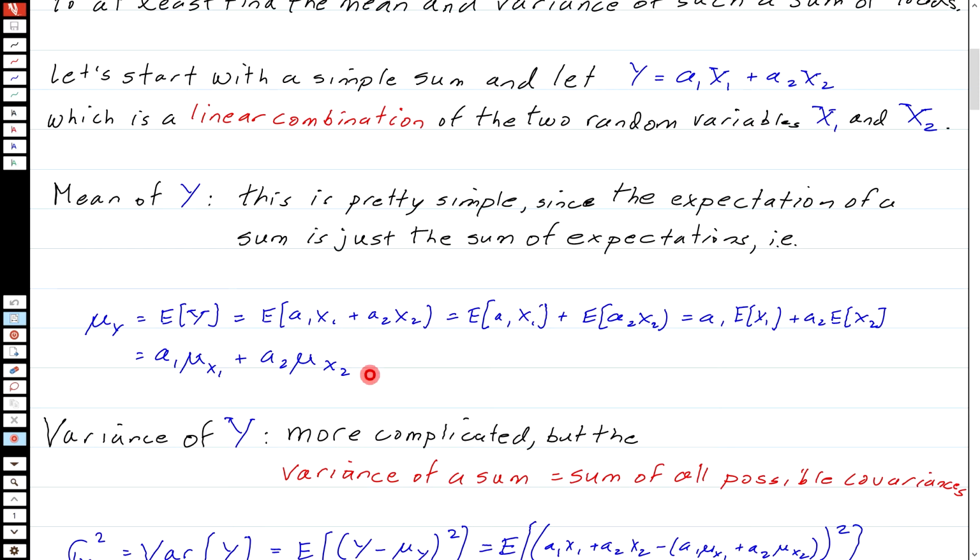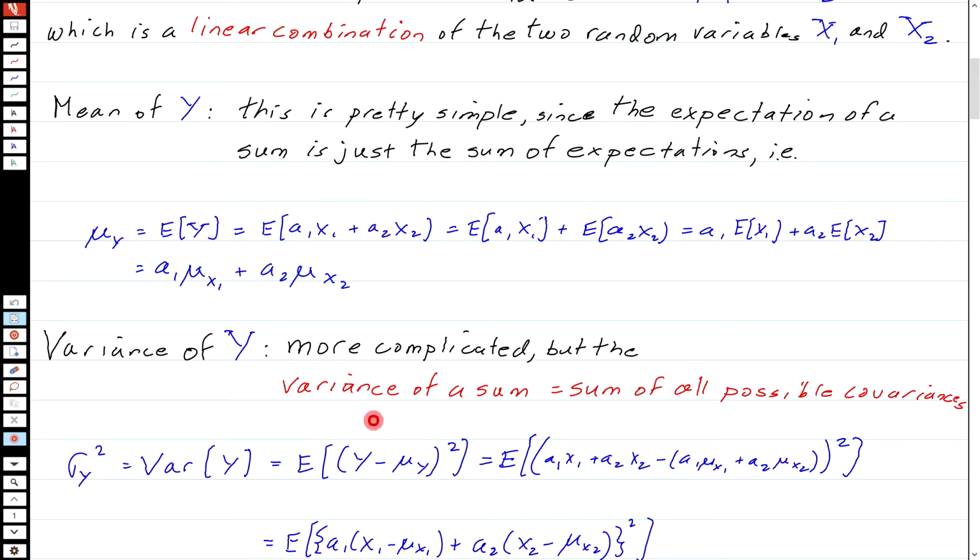The variance is a little bit more complicated, but the rule is that the variance of a sum is the sum of all possible covariances, and we'll show that shortly. In our particular case, sigma y squared, the variance of y, is the expected value of y minus its mean quantity squared. So this is the fundamental definition of a variance. But y is equal to a1 x1 plus a2 x2. So I can substitute y here with a1 x1 plus a2 x2, and I can subtract its mean, which we just computed up here, a1 mu x1 plus a2 mu x2, and then square the whole thing.